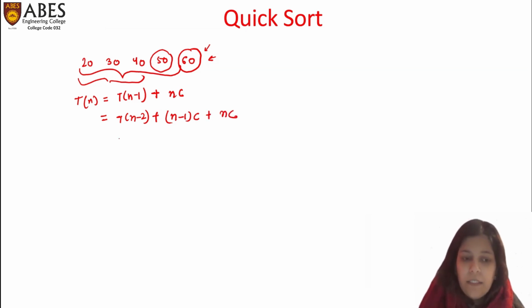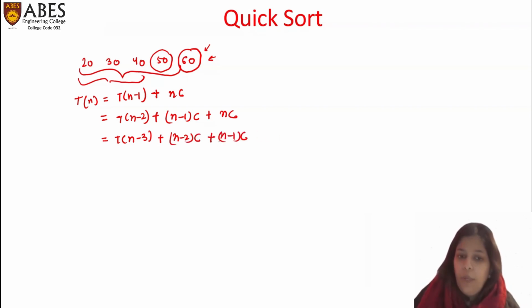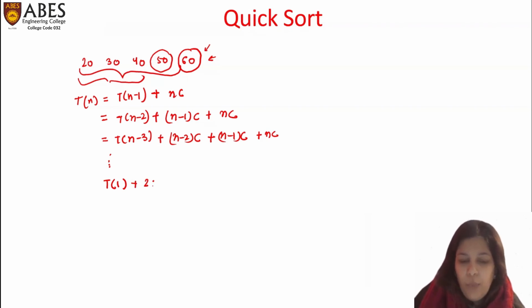Again, this will become T of n minus 3 plus (n minus 2)C plus (n minus 1)C plus nC. This is how it will keep on going. And at last, what will happen? At last, there will be only one element left, T1, plus 2C plus 3C. These are for the three elements, and so on till (n minus 1)C plus nC.